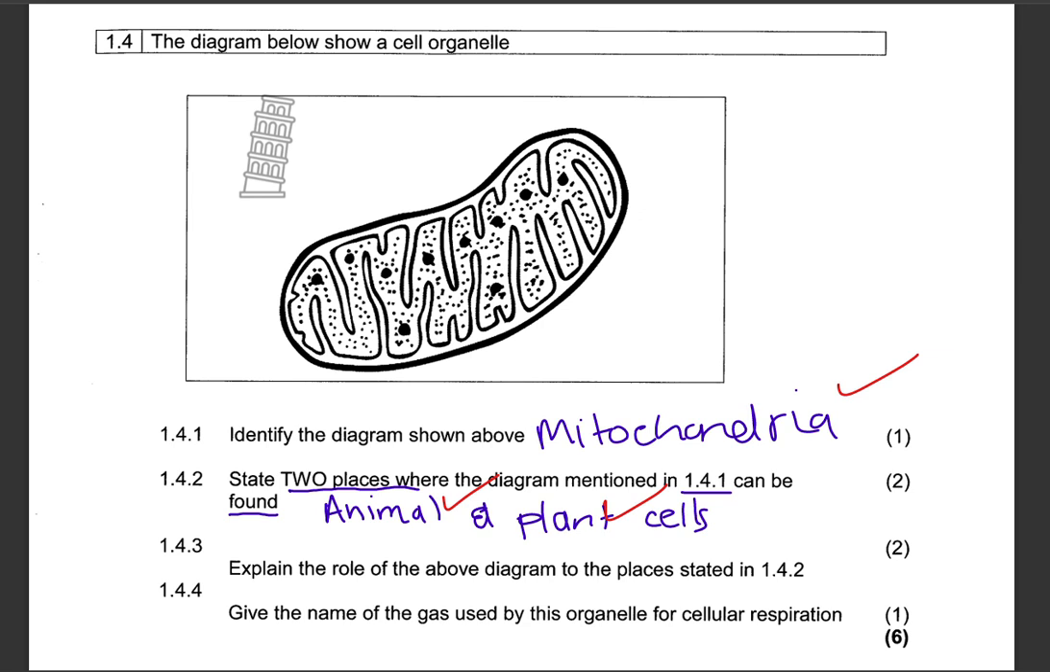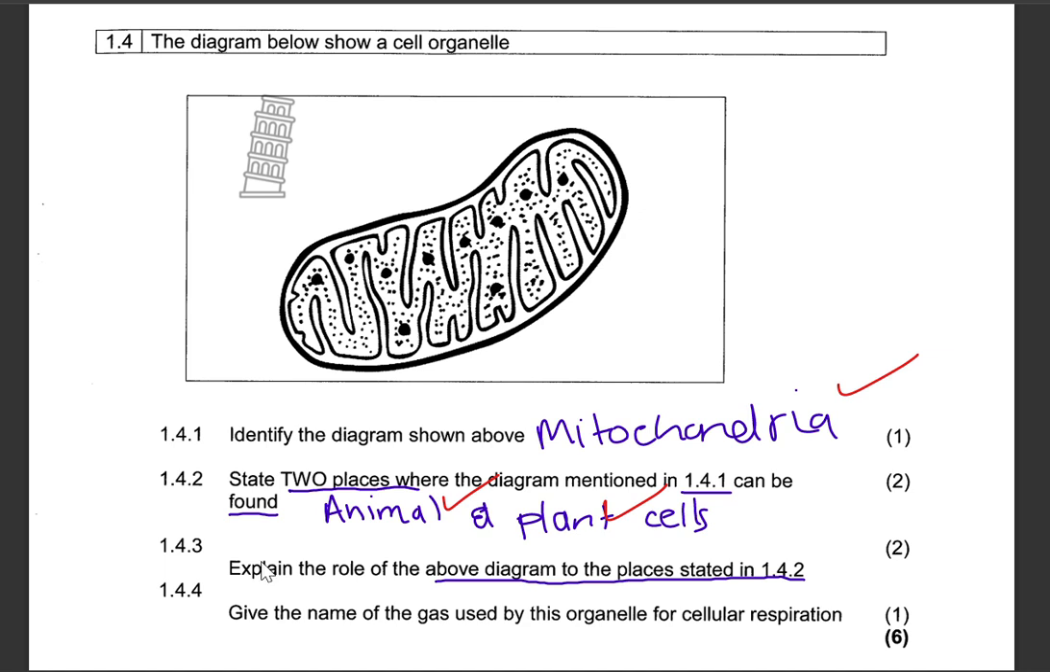Then you need to explain in 1.4.3, explain the role of the above diagram to the places stated in 1.4.2. Basically, they are asking you to explain the role of the mitochondria in animal and plant cells. So this is where cellular respiration takes place, guys. Cellular respiration for plants and also animals take place in the mitochondria. So this is where glucose is broken down in the presence of oxygen in order to produce energy.